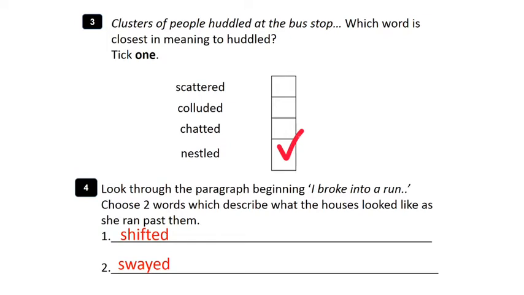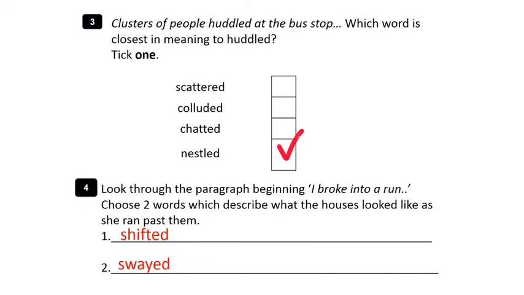And the only reason that that has been put there is to try and trick you into doing that. Because just because the people were huddled at the bus stop doesn't mean that they weren't chatting, but it isn't linked to the word that we are looking at, because huddled doesn't mean the same as chattered. It doesn't mean that they would not be doing it, but it's not what that word means. So the last word there is nestled, which is the right answer.